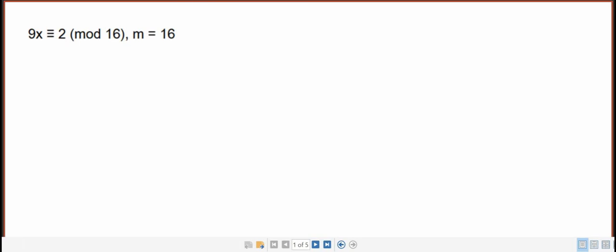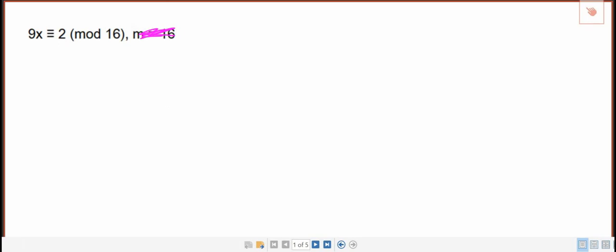Okay, so looking at solving some of these congruences, the first one that was asked about was this: 9x is congruent to 2 mod 16. I'm still not sure why they put the m equals 16 on there, because that's clearly mod 16. Okay? I don't know. Anyway, to the task at hand.